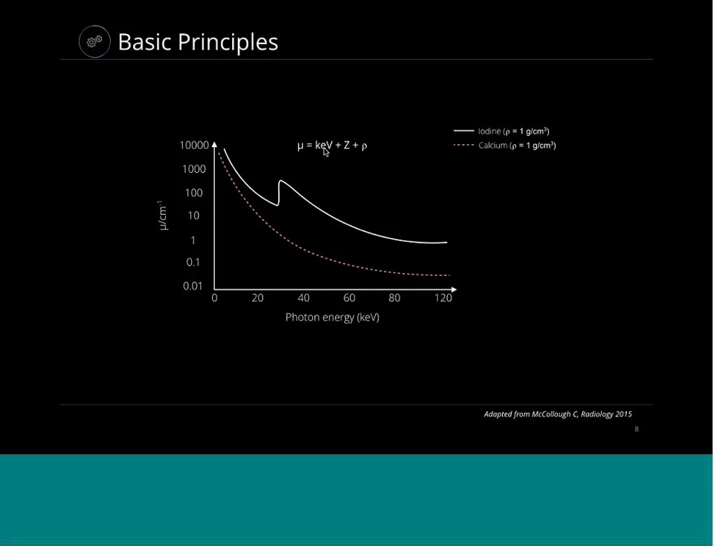Let's say you're imaging at a given energy. So let's say we're imaging at 80 to 120 keV, or in this case, 120 kVp, so you get a fixed energy. Well, iodine and calcium have a different atomic number. In this case, they have a similar density, but because they have a different atomic number, you can see that their attenuation is different. Does that make sense? So different atomic number, same density, at a given energy, different attenuation.